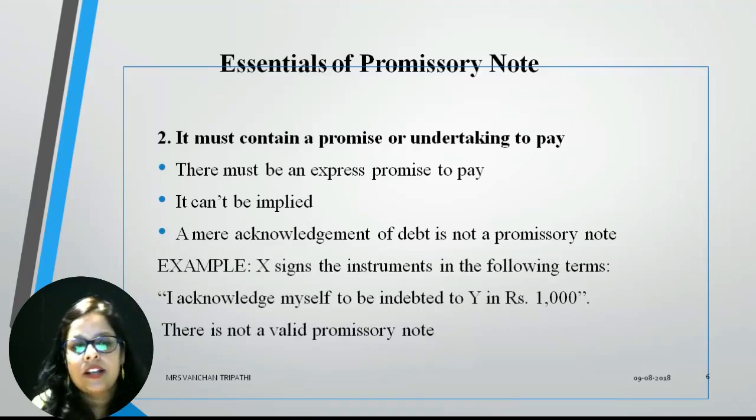Let me talk about an example. Let's suppose X acknowledges himself to be indebted to Y in rupees 1000. So this is not a valid promissory note, because here in this example, X is acknowledging that he has borrowed a loan of rupees 1000 from Y. So this is not a valid promissory note.